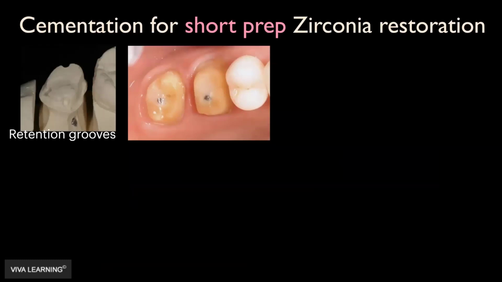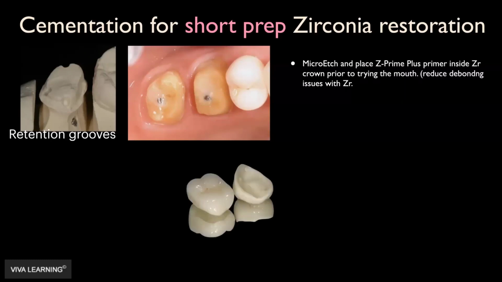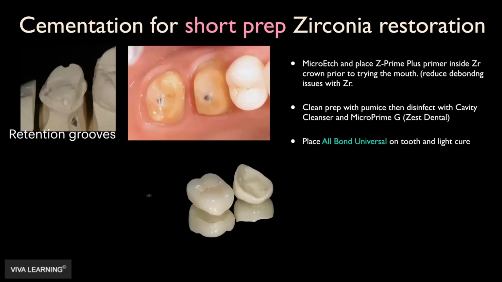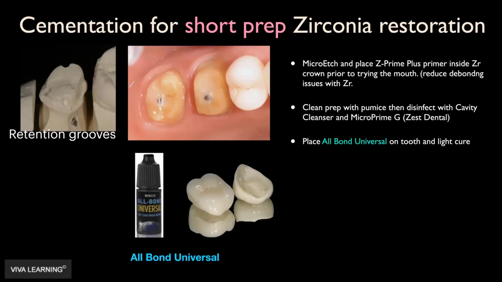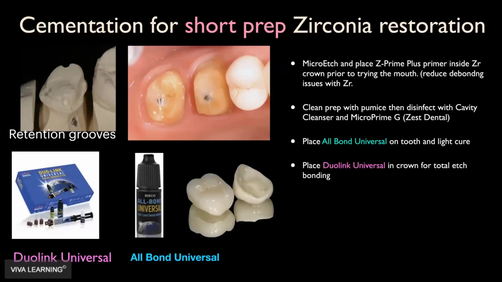But you also have to look at your prep design. So here's a prep design on a short second molar. I use retention grooves as well. And then I will micro etch and place Z prime plus inside. And now I've reduced the issues of problems with my zirconia crown. I'm going to clean the prep, pumice, disinfect. I'm going to put All Bond Universal on the tooth and light cure. Then I'm going to place Dual Link, which is a dual cure resin bonding.